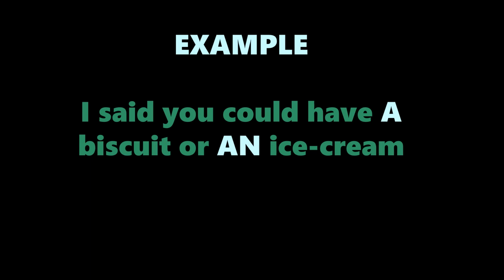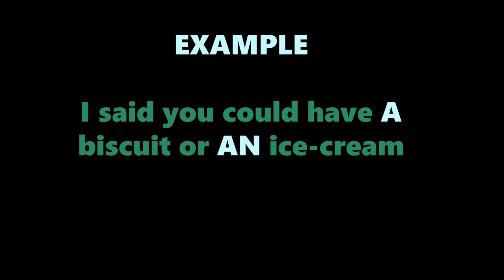But let's imagine I've got a child and I go into the kitchen, the child has a half-eaten biscuit in one hand and a half-eaten ice cream in the other hand, I might say, I said you could have a biscuit or an ice cream. And so in that case, I would probably also go strong with the word or. And my emphasis is clearly, I meant one or the other, a biscuit or an ice cream, emphasising that singularity, that one of the thing.